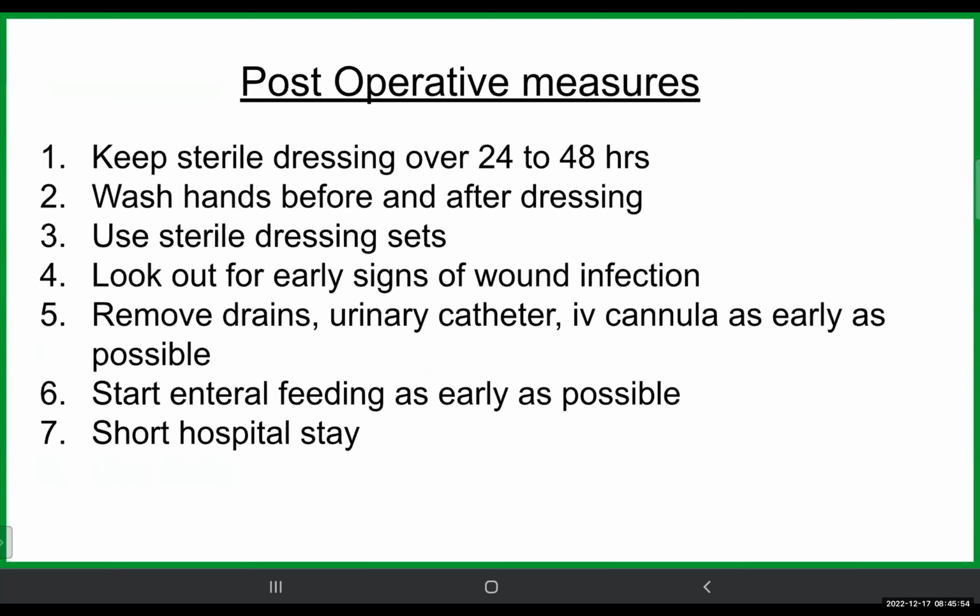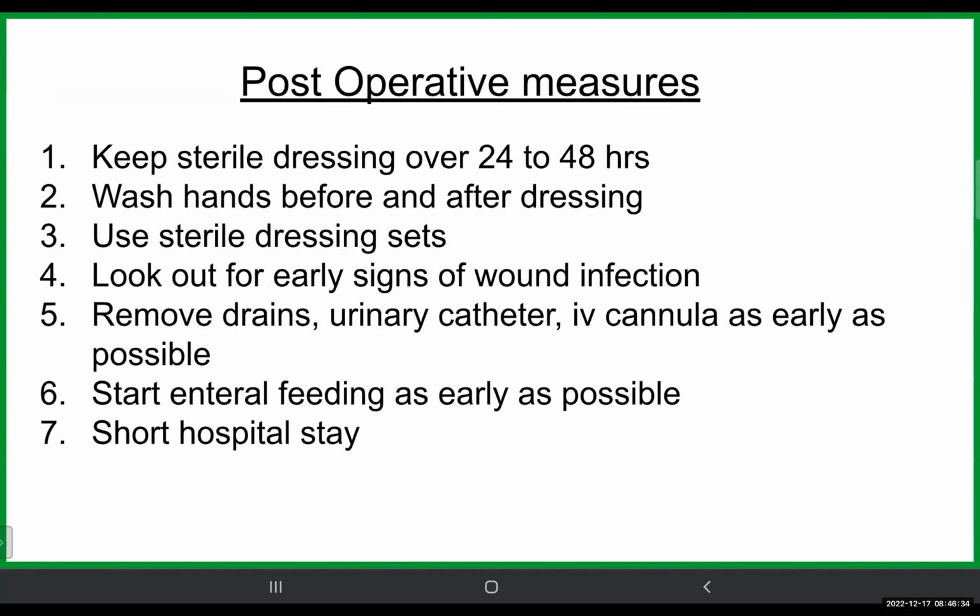Now, post-operative measures: keep the sterile dressing over the local area for 24 to 48 hours. Wash the hands before and after dressing. Use sterile dressing sets in the ward. Look out for any early signs of wound infection like erythema, induration, tenderness while dressing, whether the patient is complaining of fever or excessive pain, and whether there is any purulent or seropurulent discharge while dressing. So we have to look out for any early signs of wound infection.